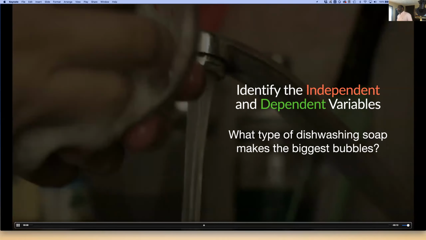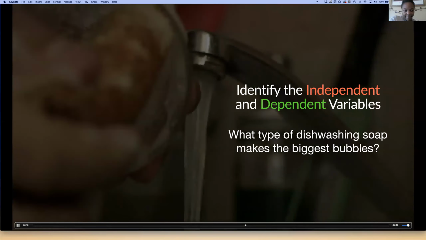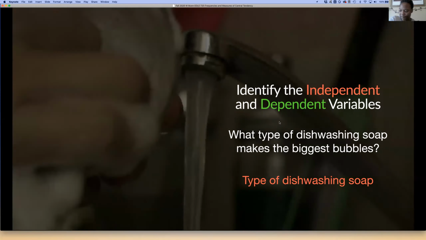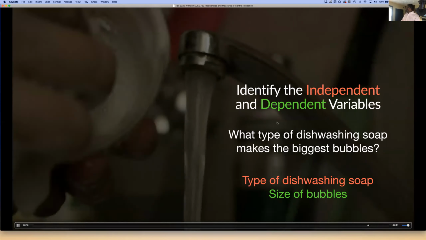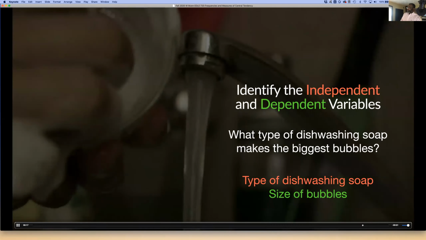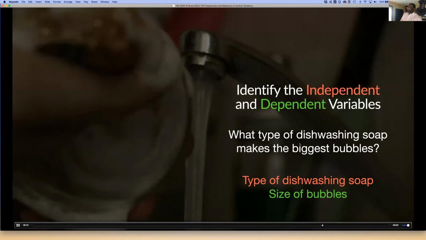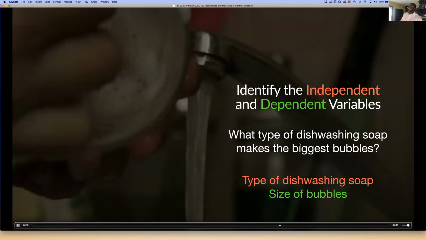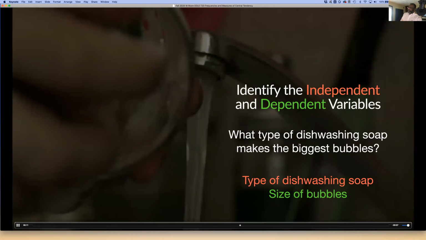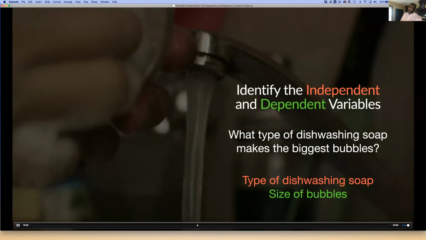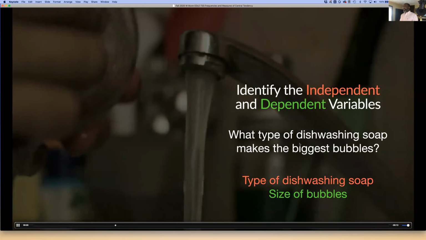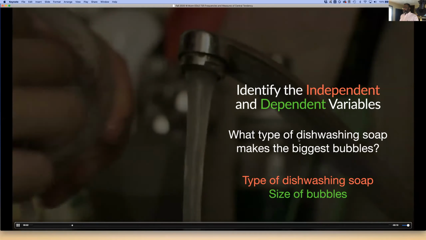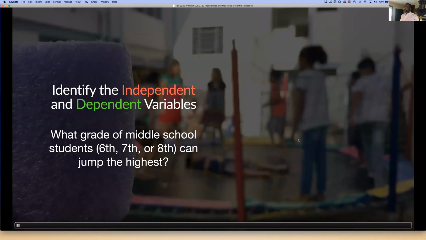So, what type of dishwashing soap makes the biggest bubbles? The type of dishwashing soap and the size of the bubbles. The size of the bubbles being dependent on the type of dishwashing soap that we're using here. Ajax versus Palmolive. That's what's being impacted here.